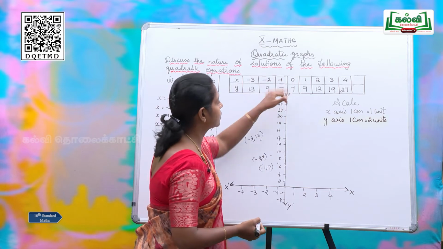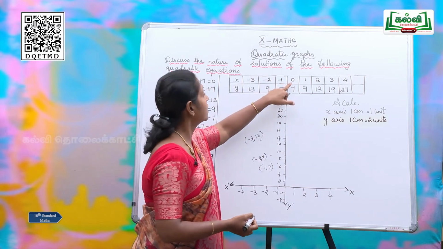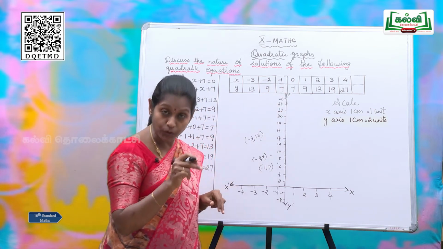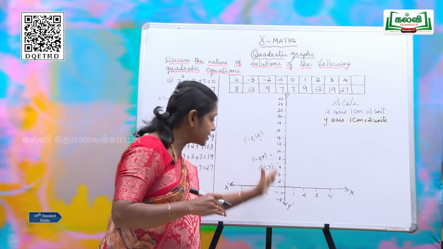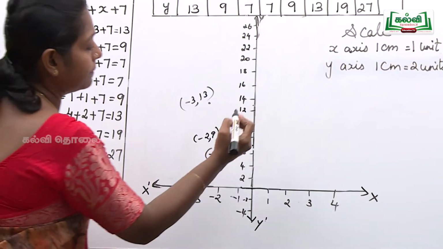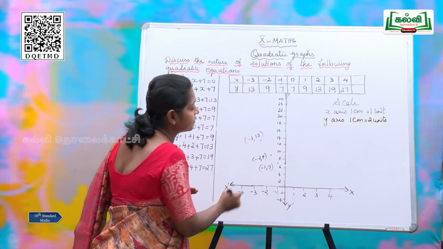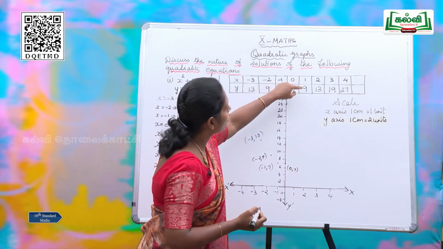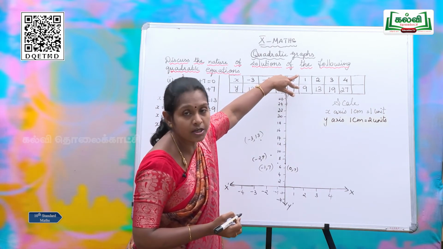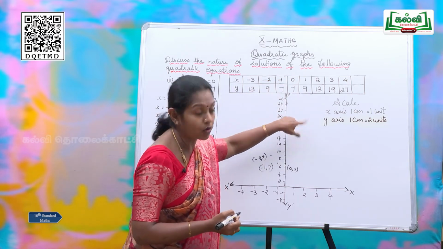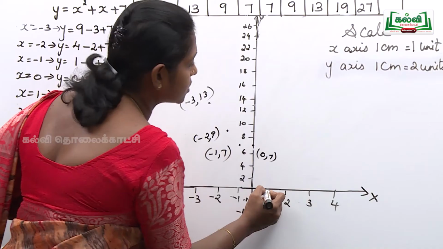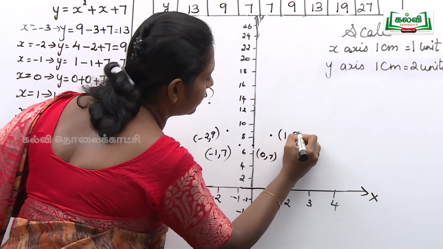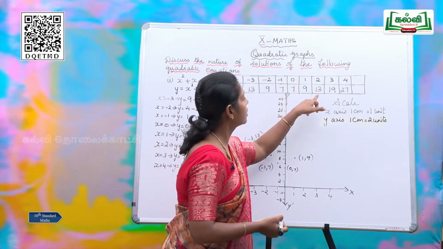And the last one is what? 0, 7. As usual, there is no value for x, no. Only it has y value. That means the 7 should be plotted along with y-axis only. So where is that 7? It will be here. So on y-axis itself, it will be there. That means 0, 7. The next one is what? 1, 9. See, both the values are what? Positive. That means it lies on first quadrant. 1, 9. So x-axis 1 and y-axis is 9. So here 1, 9.